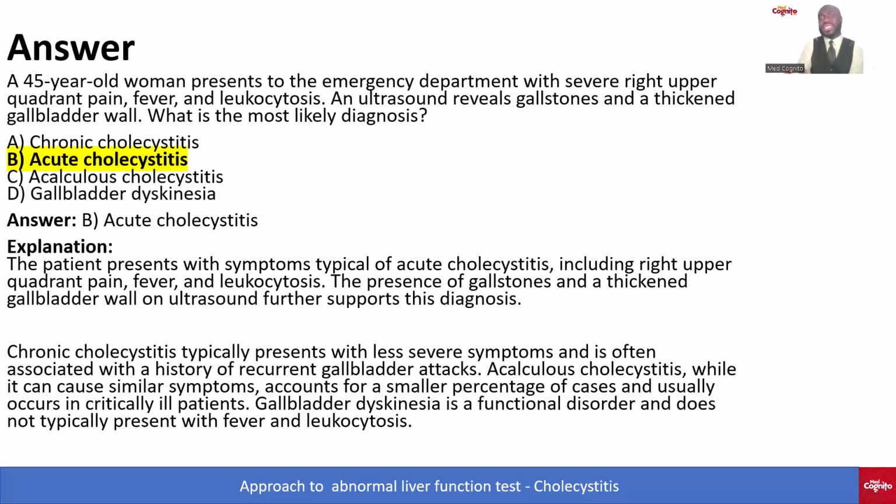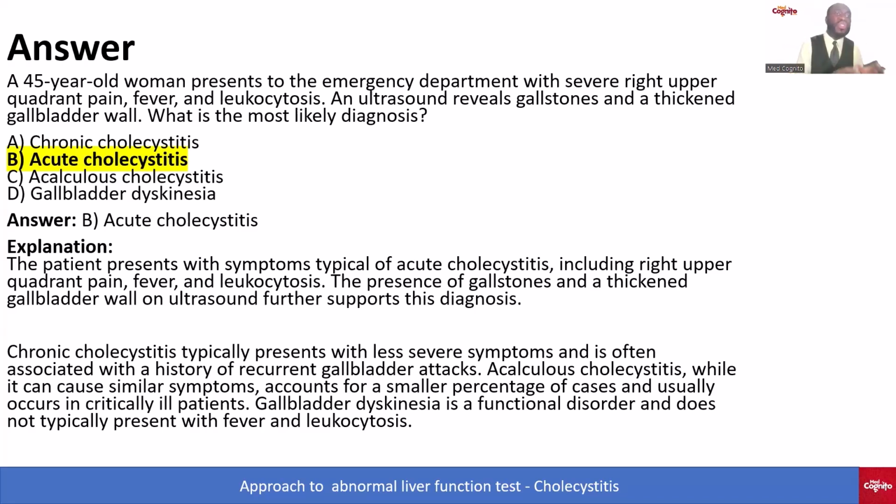Acalculous cholecystitis, so that is the kind of cholecystitis where there is no stone. While it can cause similar symptoms, it accounts for a smaller percentage of cases and usually occurs in critically ill patients. And down the line, you will realize that there is a particular organism which the objective wants you to know, which causes acalculous cholecystitis. Okay, gallbladder dyskinesia is a functional disorder and does not typically present with fever and leukocytosis.